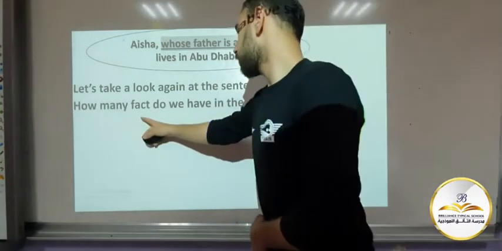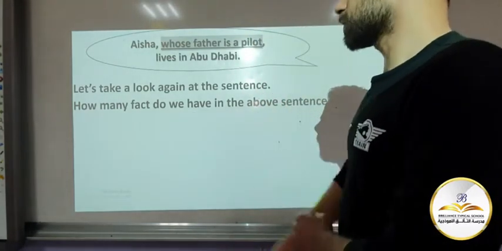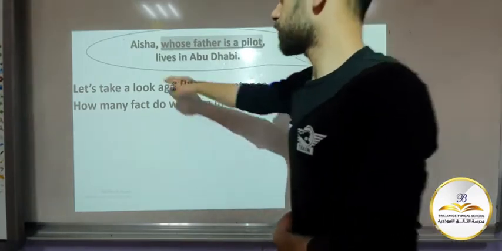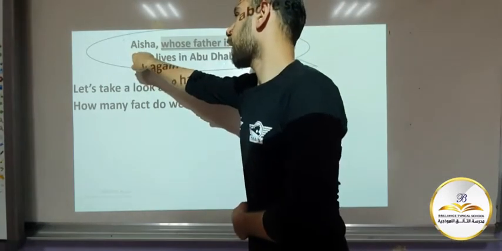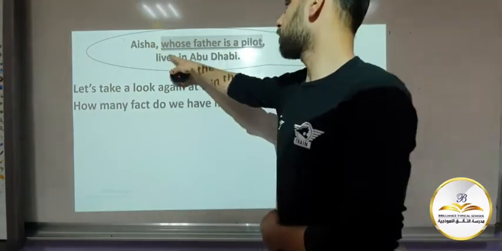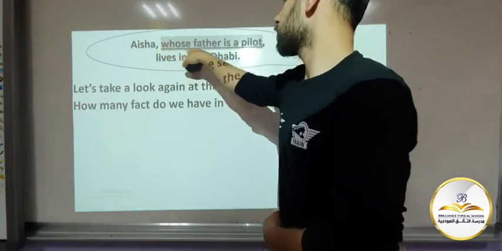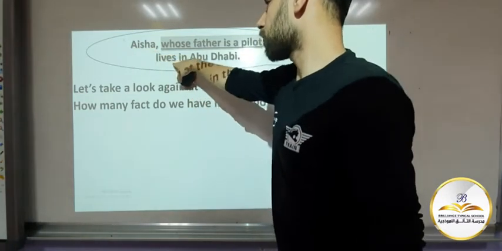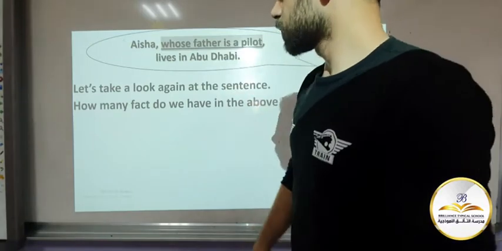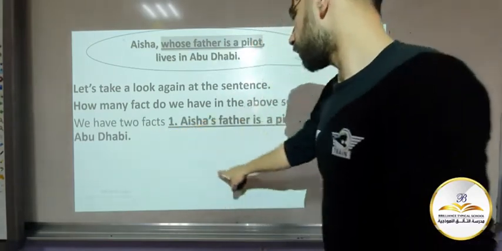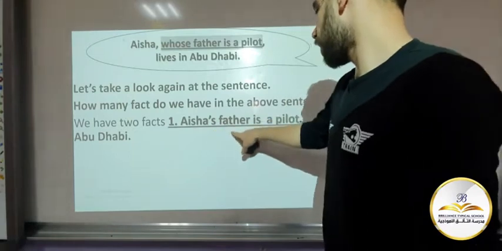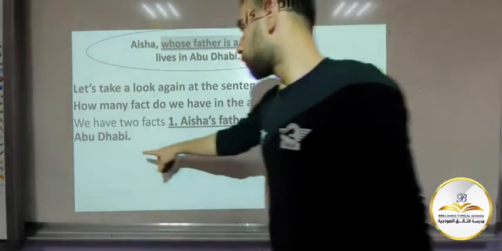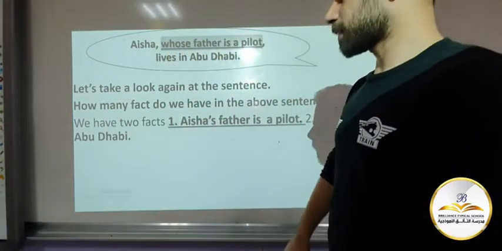How many facts do we have in the above sentence? Actually, we have two facts. First, we have the name, which is Aisha. This is not a fact. And then we have Aisha's father is a pilot, and then we have Aisha lives in Abu Dhabi. So let's see. We have two facts. The first, Aisha's father is a pilot, and the next is Aisha lives in Abu Dhabi.